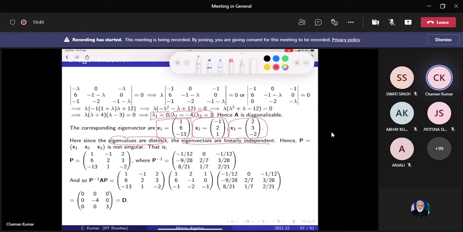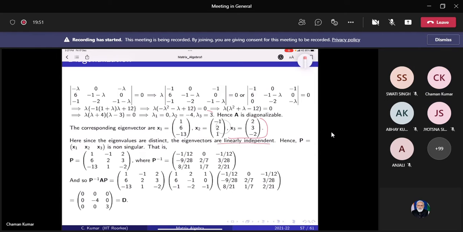Now with the help of these eigenvectors, you can form the matrix P. You take the first column as the first eigenvector. This was the first eigenvector. Substitute this value here to form the first column: 1, 6, minus 13. The second column is constructed with the help of the second eigenvector: minus 1, 2, 1. And the third column of P is the third eigenvector: 2, 3, minus 2.